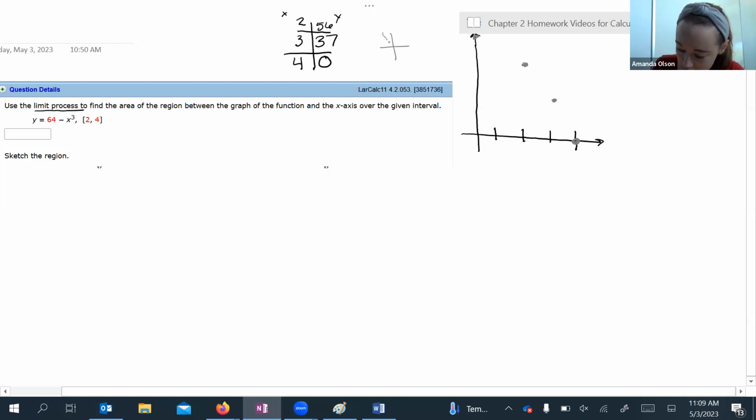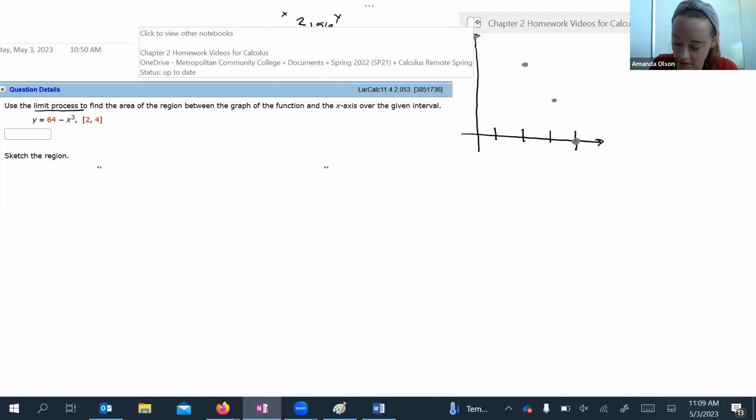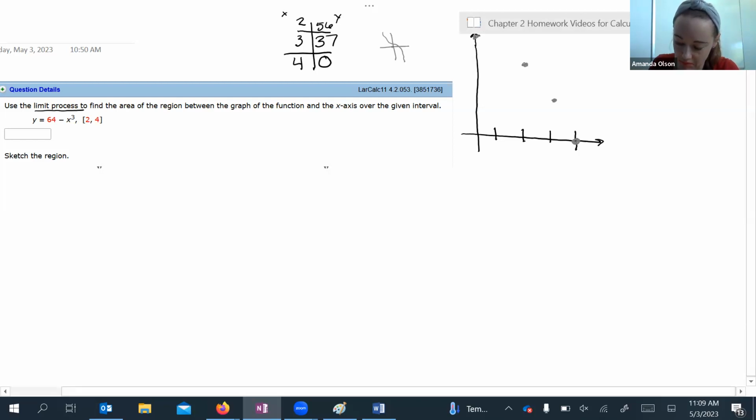So if you think about what this is going to look like, it would look sort of like this S shape, but not through the center, but through this. So something like this, but we're looking at from X equals 2 to X equals 4. Okay, so we're sort of looking at this region right here. Now you don't have to draw the region, but it can be helpful sometimes to have a visual.